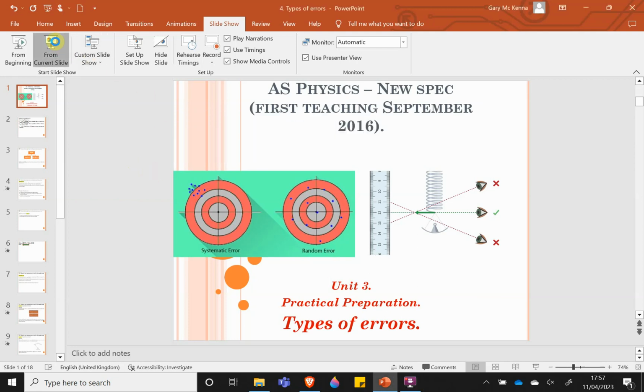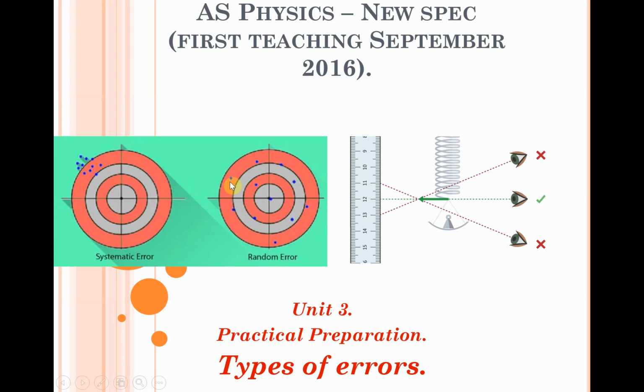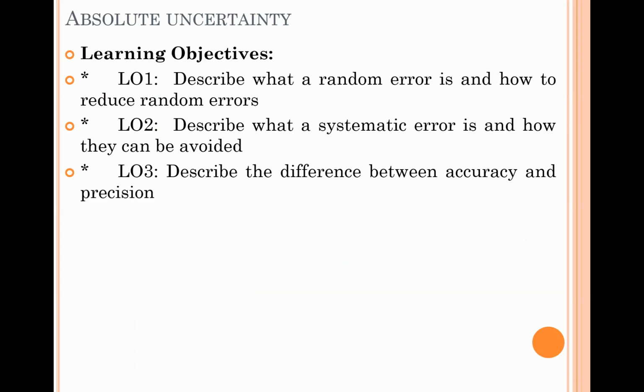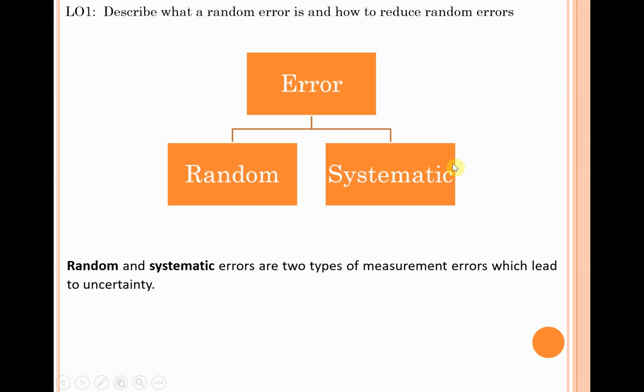Alright, just going to go through the next video in this series where we're going to look at different types of errors. So hopefully in this wee section we'll do three things. Firstly, we'll describe what a random error is and how we can reduce them. Number two, describe what a systematic error is and how they can be avoided. And then finally, we'll look at the key differences between accuracy and precision.